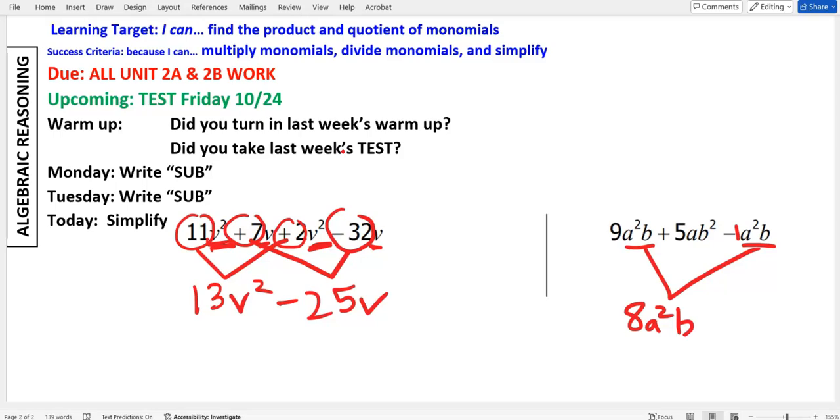Now this one right here, the middle term, is not exactly the same, so you can't combine it. You're just going to bring it down. 5ab squared. Since nothing else matches, you're done.